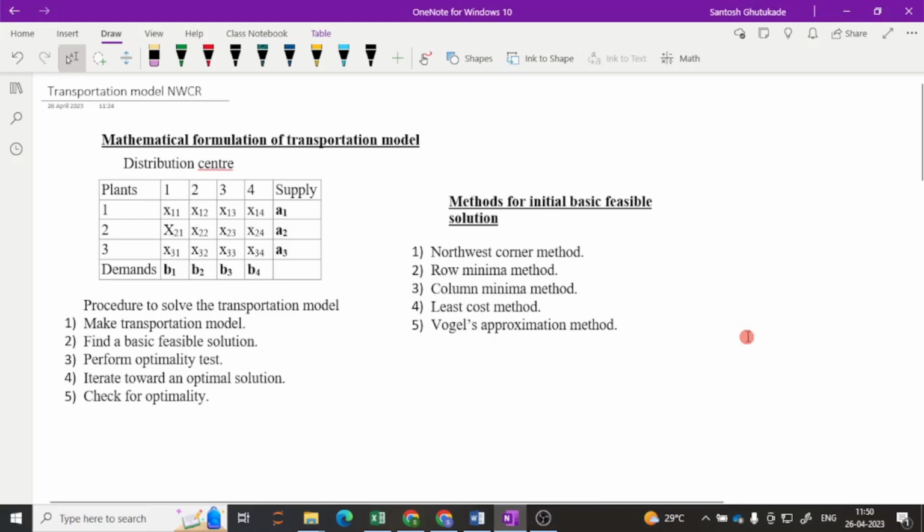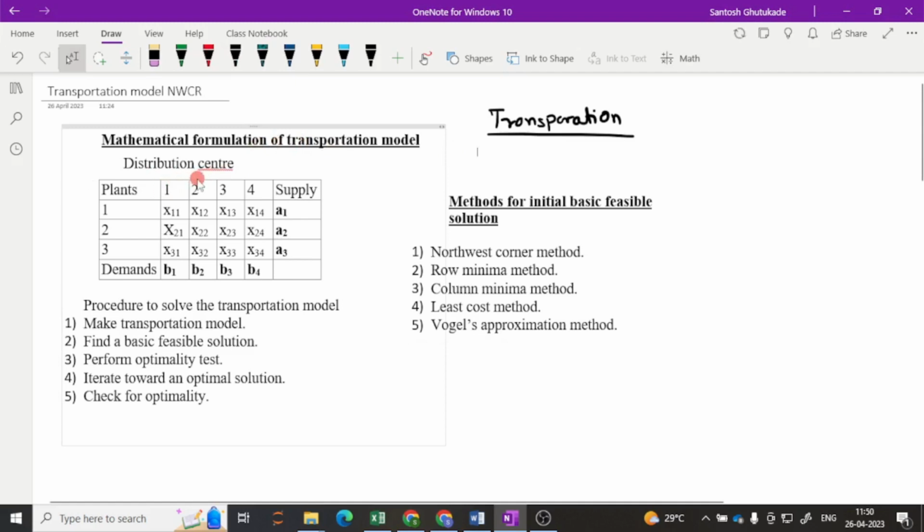Hi students. So today we will see the transportation model, and in that we will see the first method, northwest corner rule. So first we will see what is a transportation model. If there are some factories in different cities and we have to supply the product of that factory to the other cities, here you can see the mathematical formulation of a transportation model.